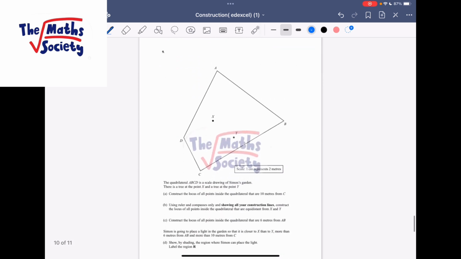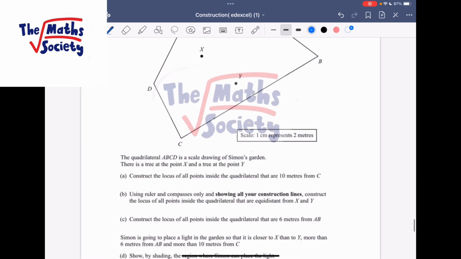Okay, let's go on to question 9. Question 9 says that the quadrilateral ABCD is a scale drawing of Simon's garden, with a tree at point X and a tree at point Y. It says 1 centimeter represents 2 meters, so we need to make sure that 1 cm is 2 meters. It says construct the locus of all points inside the quadrilateral that are 10 meters from C. So if 1 cm is 2 meters, 10 meters means we're using 5 centimeters here.